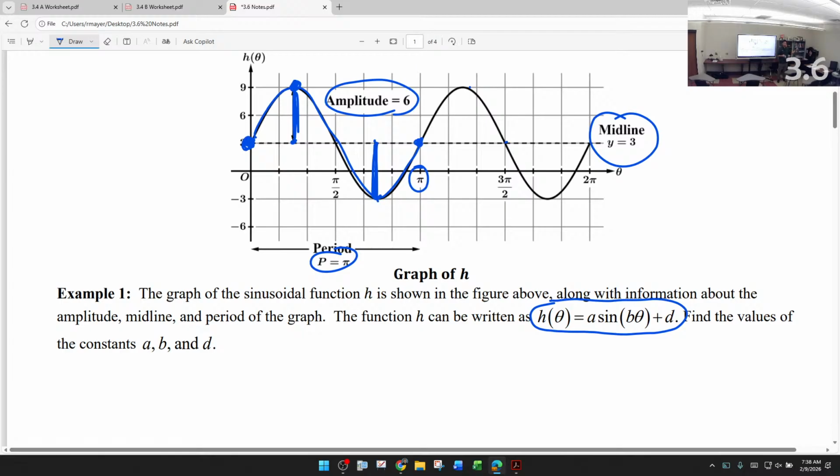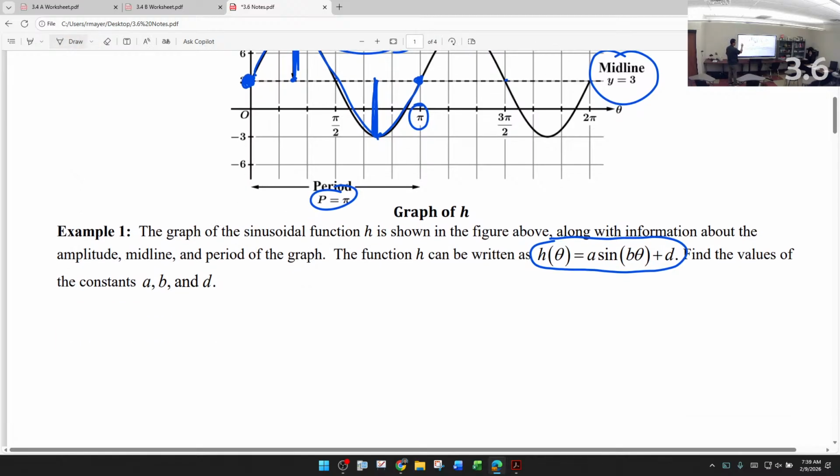At 0, we're 0. Whereas cosine is 1. Okay? All right. Find the values of A, B, and D. A equals the amplitude. It's always positive. Please don't put a negative. And that was nice because we didn't really have to know anything about that. They told us it was 6.